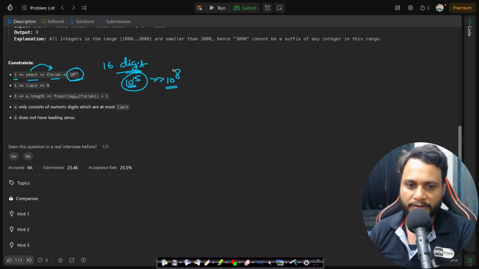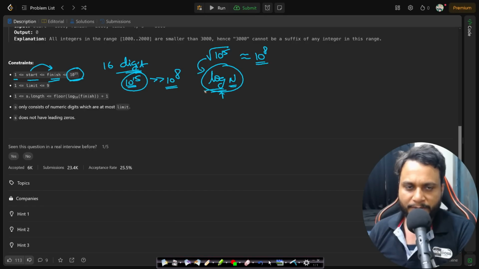Since I want to run this algorithm within 10 to the power 8, I cannot do such a thing. Even if I would do it in square root of 10 to the power of 15, that would be approximately 10 to the power of 7.5, or you can say 8. So I have to do something even better than square root of n, right? And you can assume that I have to solve this problem in log order, simply log of n order, where n is actually the finish, right? So this should be my time complexity expectation for this problem. Now once you know what to expect of this algorithm, it will be easier to think of the solution along such lines, isn't it?